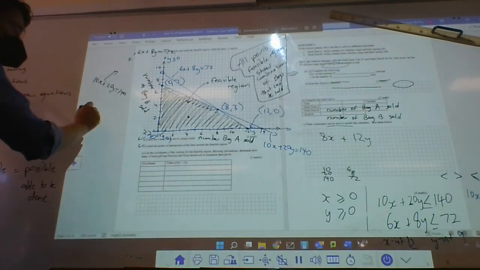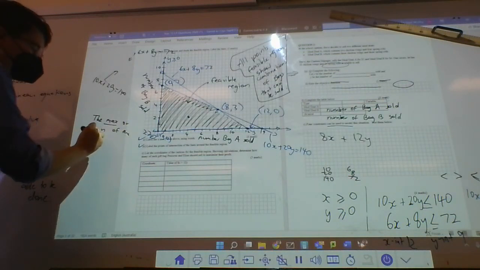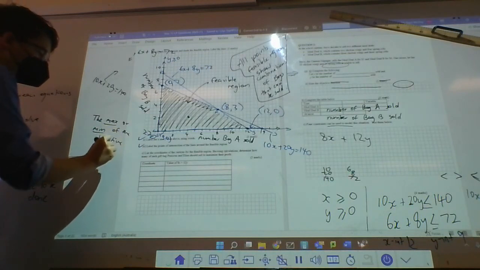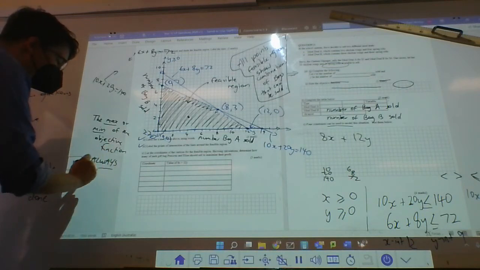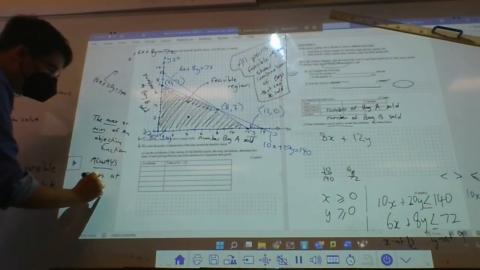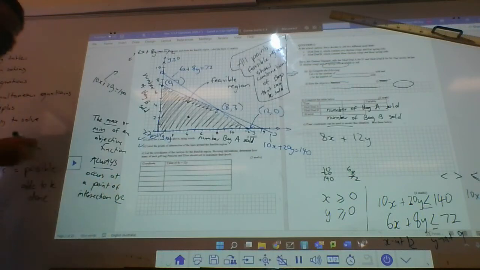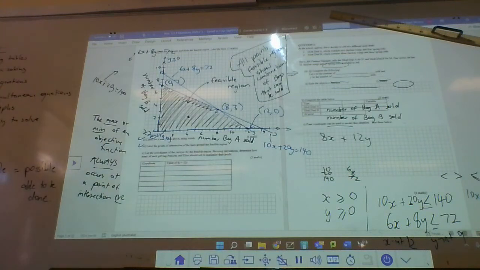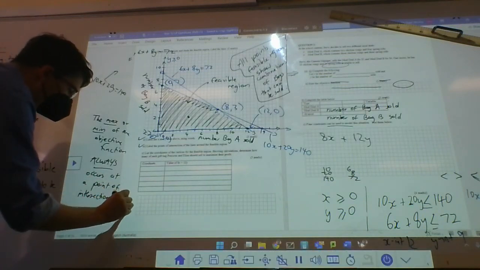The maximum or minimum of the objective function always occurs at a point of intersection, or one of the corners, which really is a point of intersection still, isn't it? Point of intersection / corner.